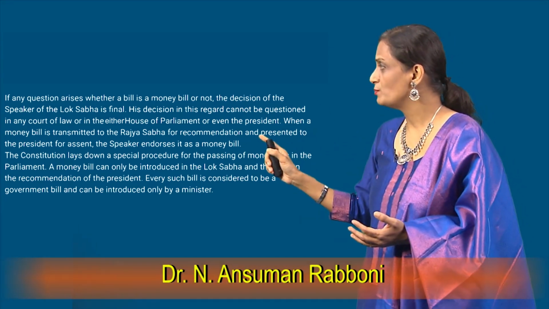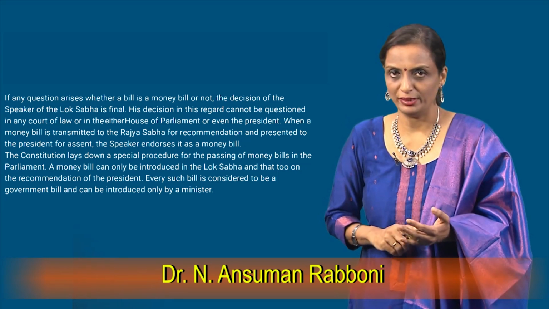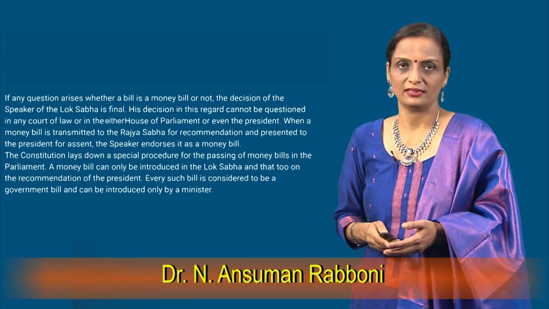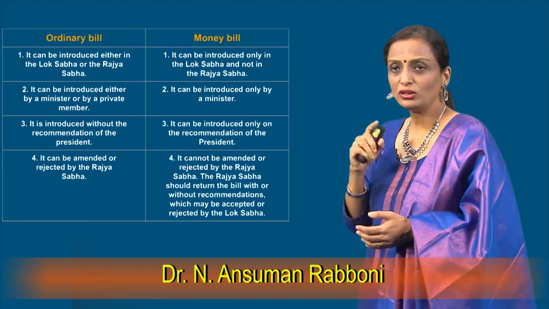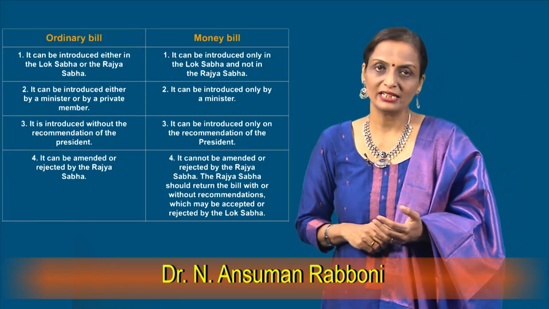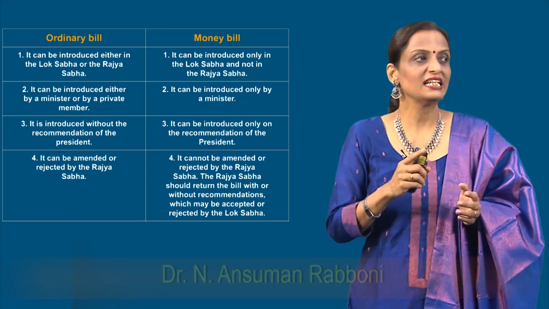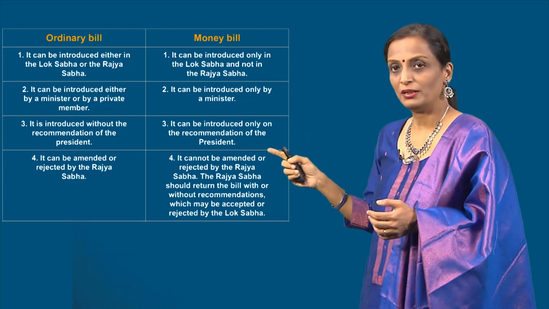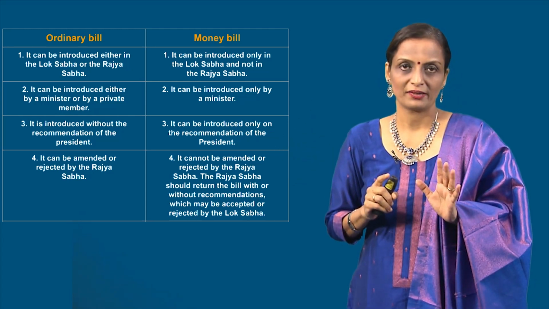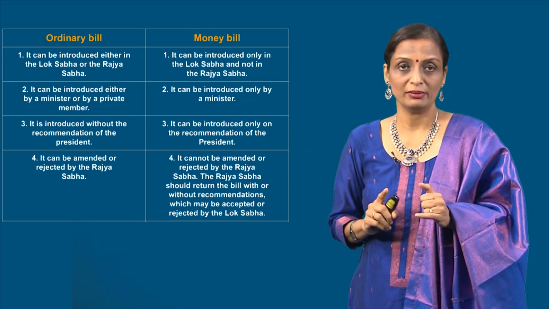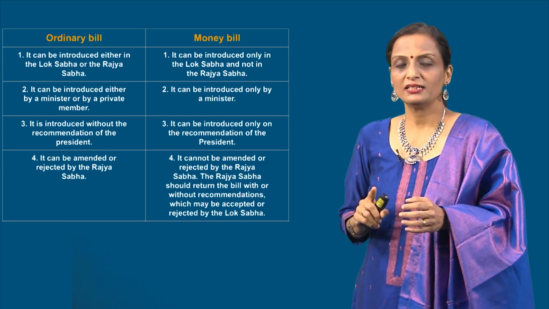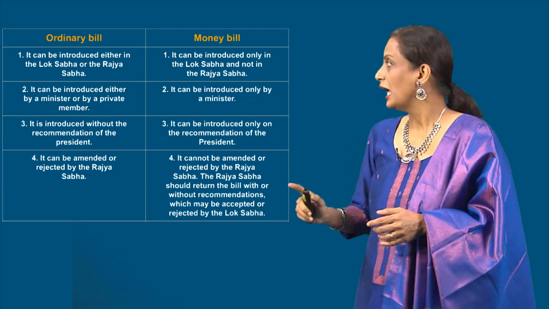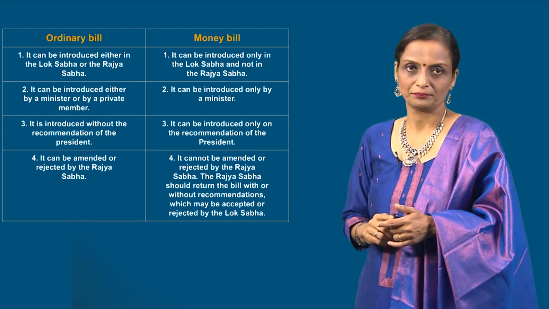So, every such bill is considered to be a government bill and it can be introduced by a minister. Now, if you see what is the difference between an ordinary bill and a money bill, you see that an ordinary bill can be introduced either in the Lok Sabha or the Rajya Sabha, whereas a money bill can only be introduced in the Lok Sabha and not in the Rajya Sabha.